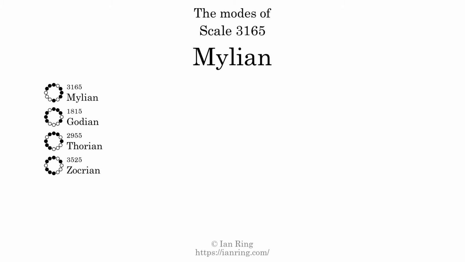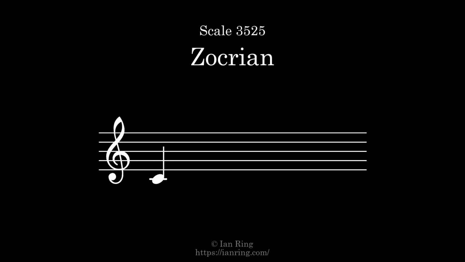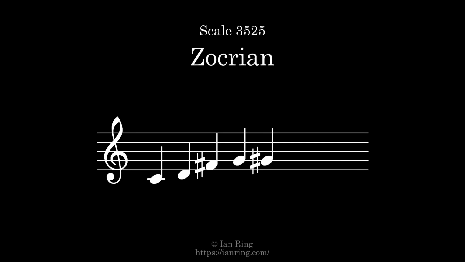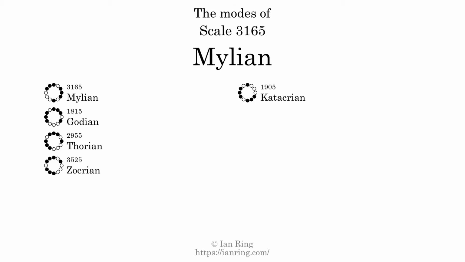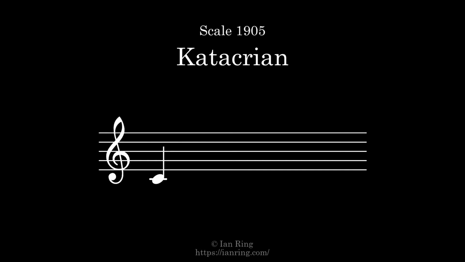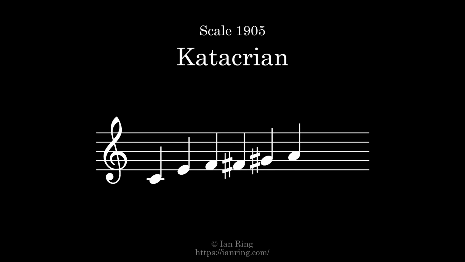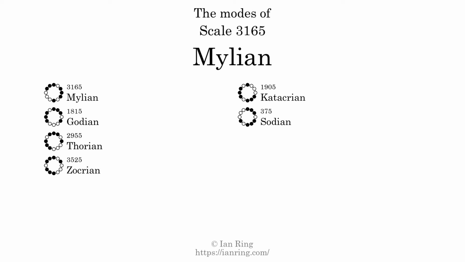The fourth mode is scale 3525, also known as Zokrian. It sounds like this. The fifth mode is scale 1905, also known as Katacrian. It sounds like this. The sixth mode is scale 375, also known as Sodian. It sounds like this.